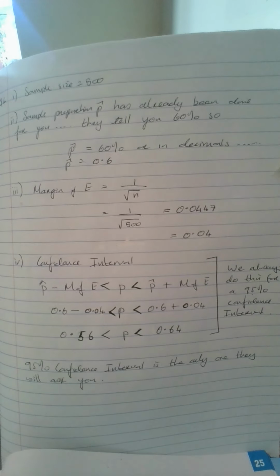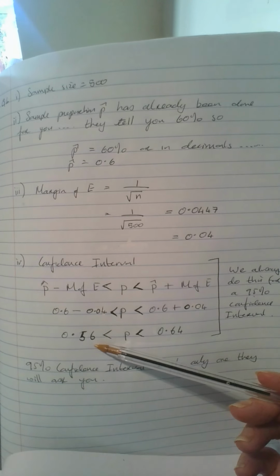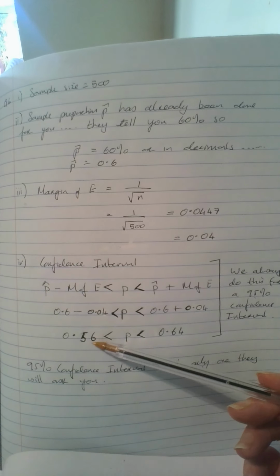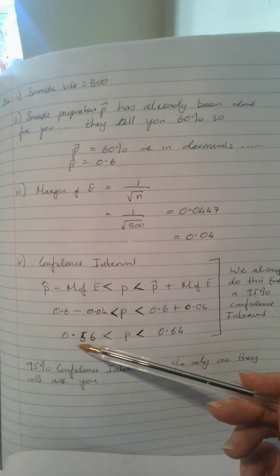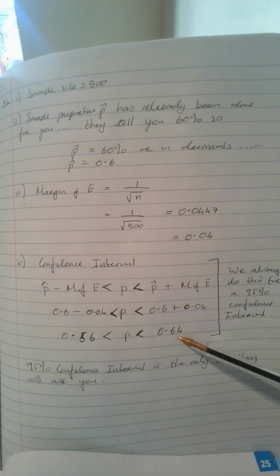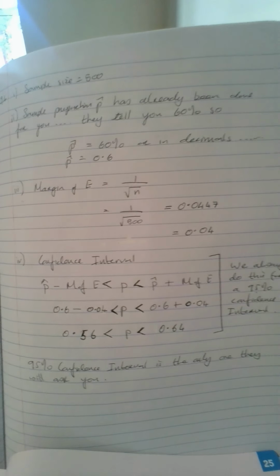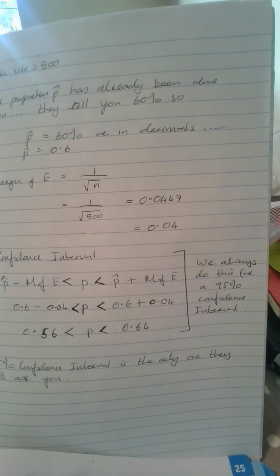So what does that mean? We are fairly confident that the percentage of people who spend over €25 in a supermarket for the whole population is somewhere between these two numbers, somewhere between 0.56 and 0.64. And again, the 95% confidence interval is the only one that they will ask you for. And we always do this for the 95% confidence interval.